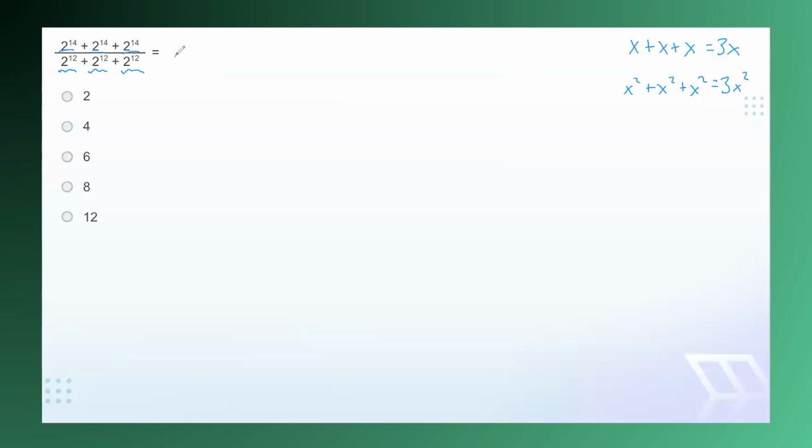So I can express adding my 3 2 to the 14ths as 3 times 2 to the 14th. And I can express adding my 3 2 to the 12ths as 3 times 2 to the 12th. From here, I can cancel my 3's, which is going to leave me with 2 to the 14 over 2 to the 12. Now, using my quotient rule, I know that when I'm dividing 2 terms with a common base, like 2, I can combine by subtracting their exponents. So that's going to give me 2 to the 14 minus 12, or 2 to the 2, which equals 4. My correct answer is B.